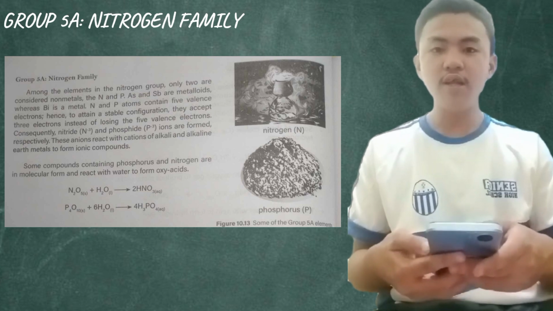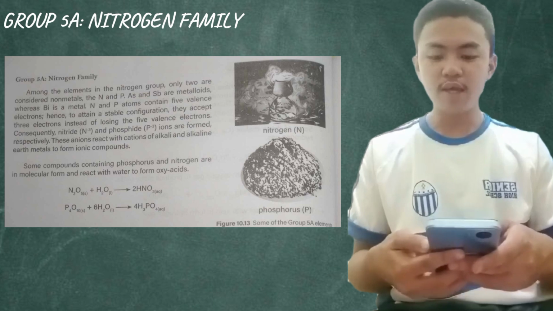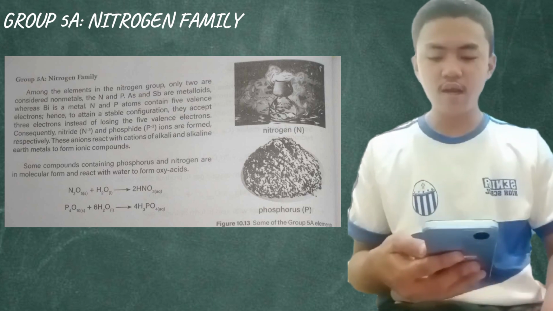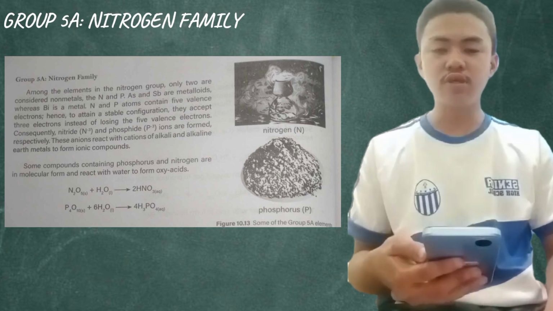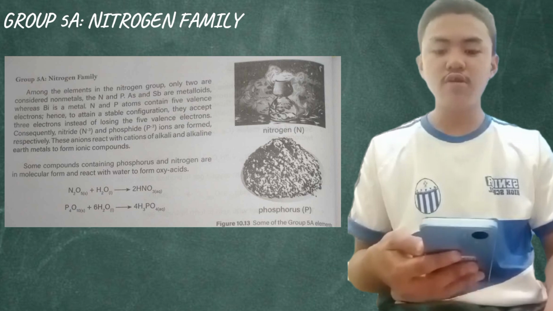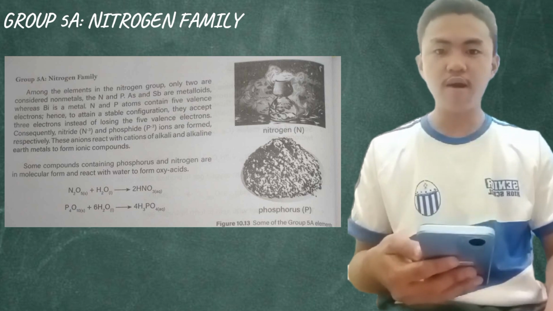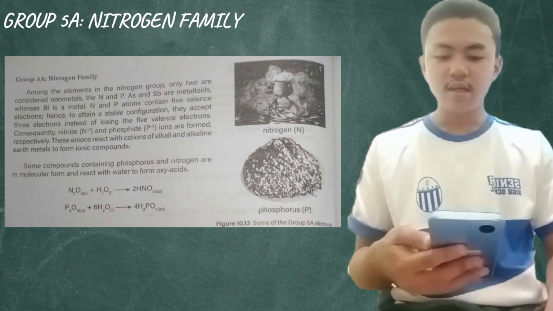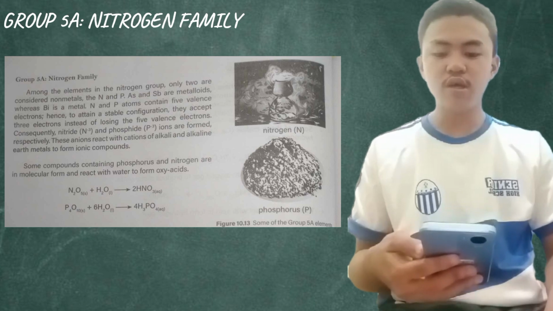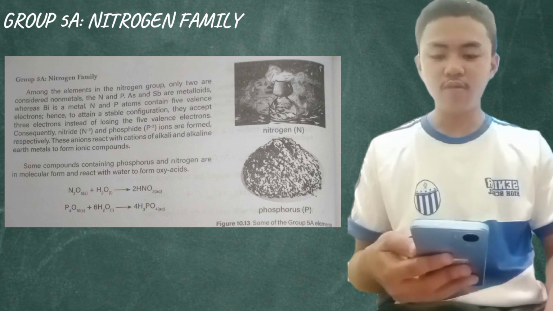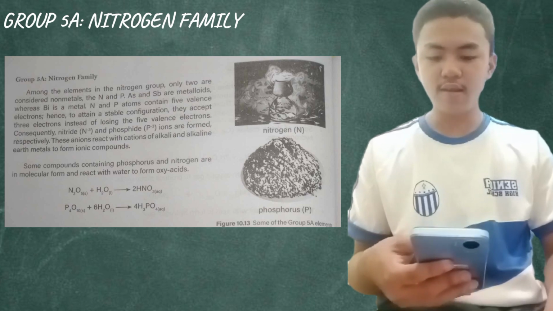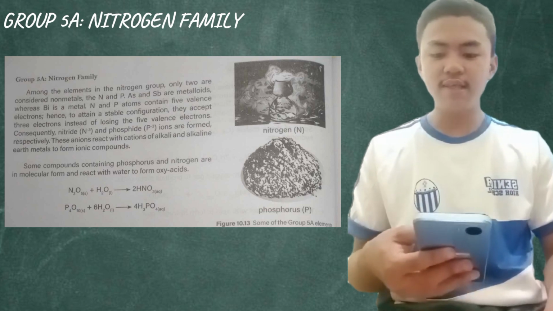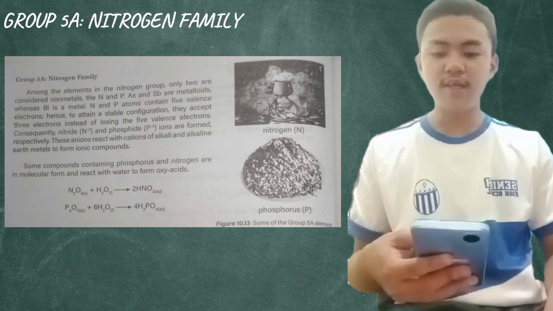So, according to group 5A, nitrogen family, ang among the elements of nitrogen group kay duha na nag-consider og non-metal. So, si nitrogen, phosphorus, and antimony kay mga metalloids. Tas si nitrogen and phosphorus kay kanilang atom is nag-contain of 5 valence electrons. Tas to attain a stable configuration, nag-accept na din siya og 3 electrons instead of mawala tong 5 ka valence electrons.